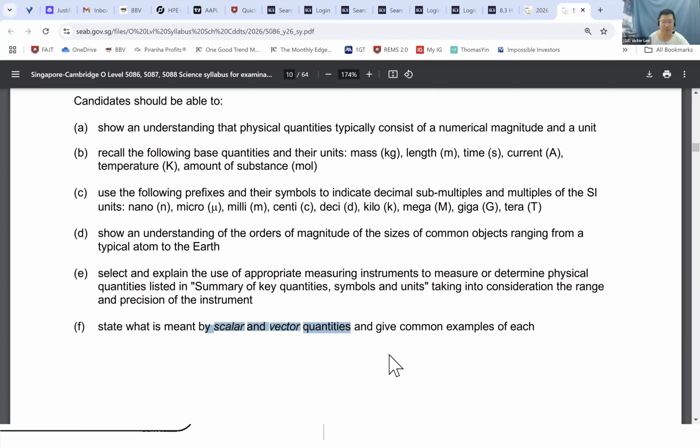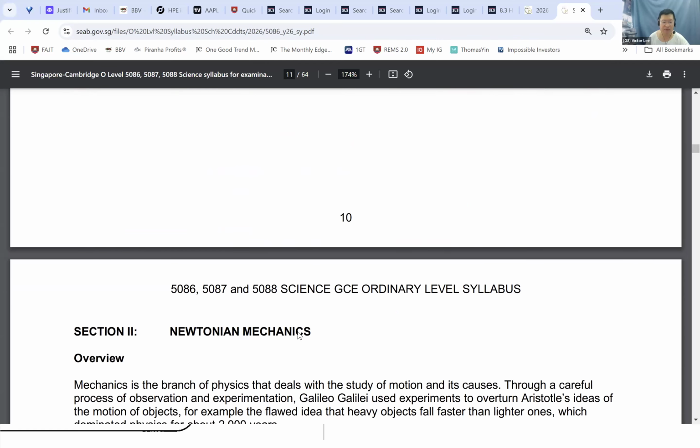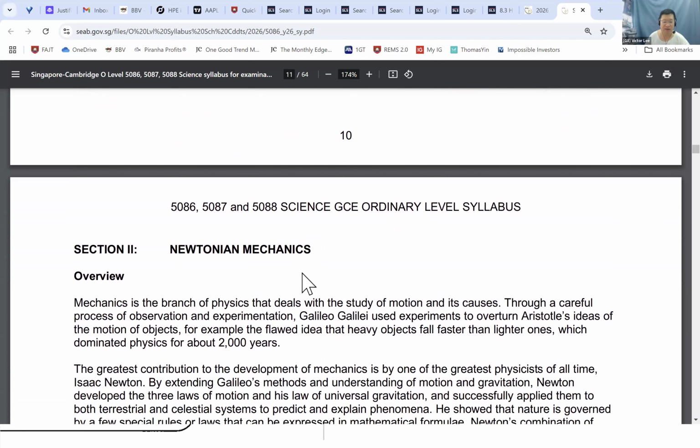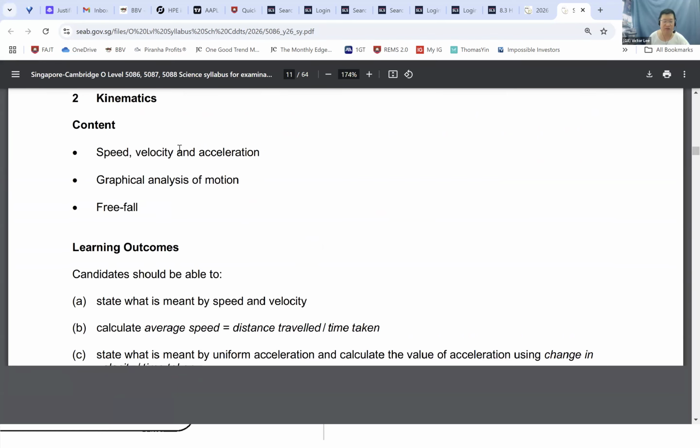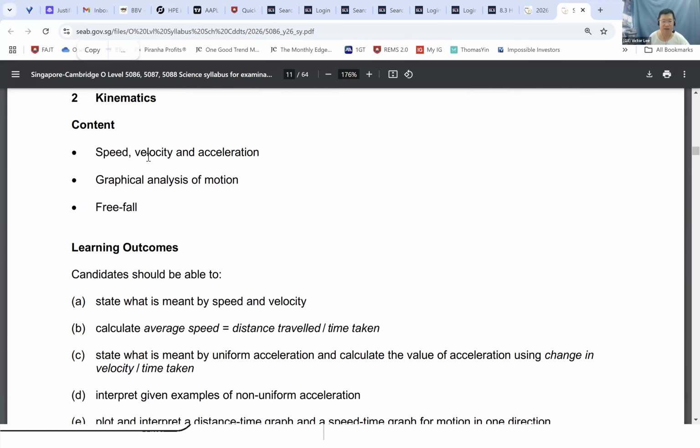Now after that there will be kinematics. Under kinematics, you learn these things, and I think we'll also be going through them later. So we have speed, velocity, acceleration. What's the difference between speed and velocity? And what is acceleration? And analyzing graphs of motion. So you need to know formulas like average speed equals distance over time. That's what you can learn.